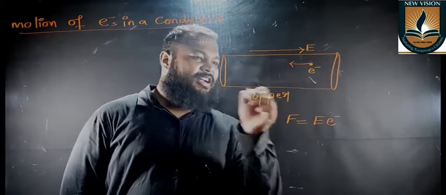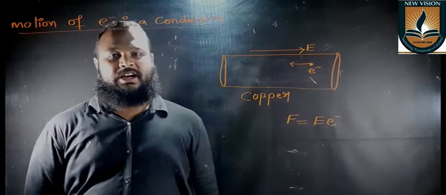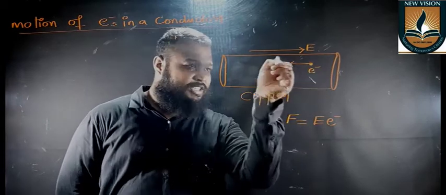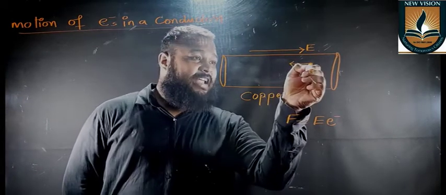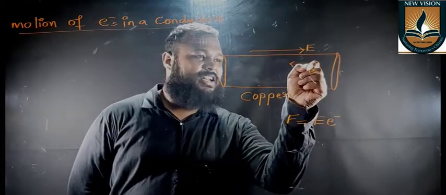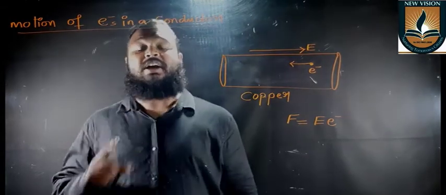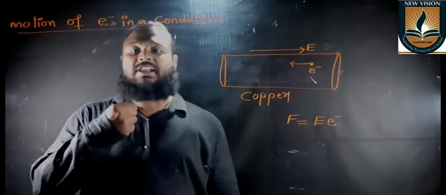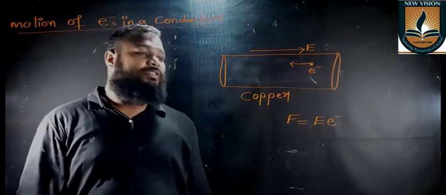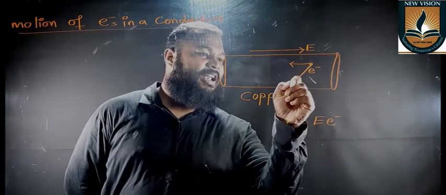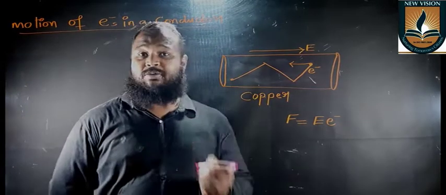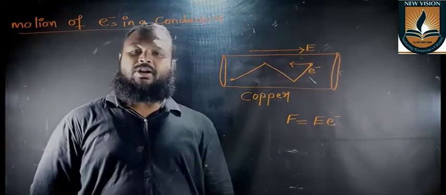But this conductor contains not only free electrons but also positive ions. So this free electron is being acted upon by a force in this direction, so it will not move in a straight line and reach the end of the conductor, but rather it collides with the other electrons and also the positive ions. Hence, the path of this electron would be something like this, and it finally reaches this end.